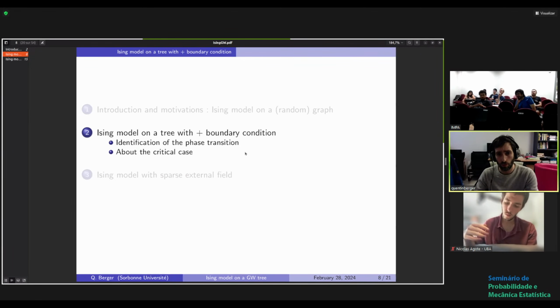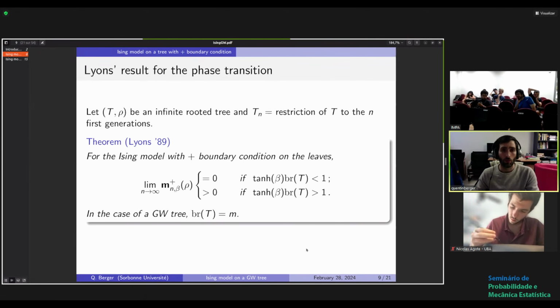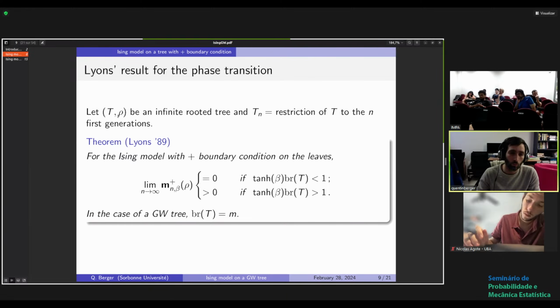There are two things. First, a result by Lyons, which identifies the critical point, and then I will talk about the critical case. So here's the result by Lyons. It's the setting we were in.